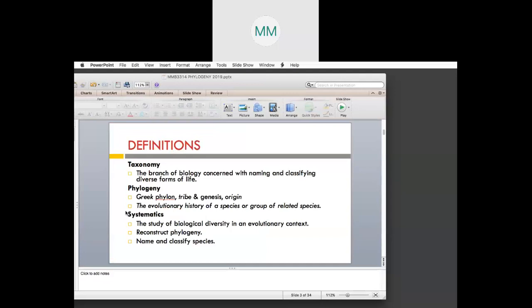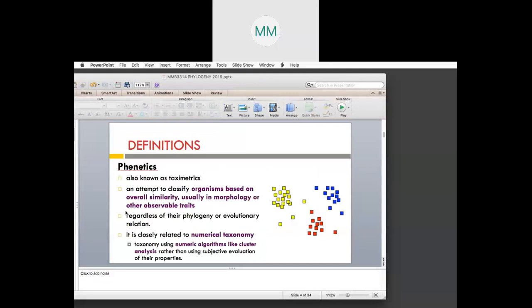Boleh, doktor, boleh. Okay. So when it comes to phenetics, phenetics ni lain. It's a bidang which is not talked about very often, but it still can be applicable. So now phenetics juga dikenal pasti sebagai taxonomics. And it's an attempt to classify organisms based on overall similarity, usually in morphology or other observable traits.